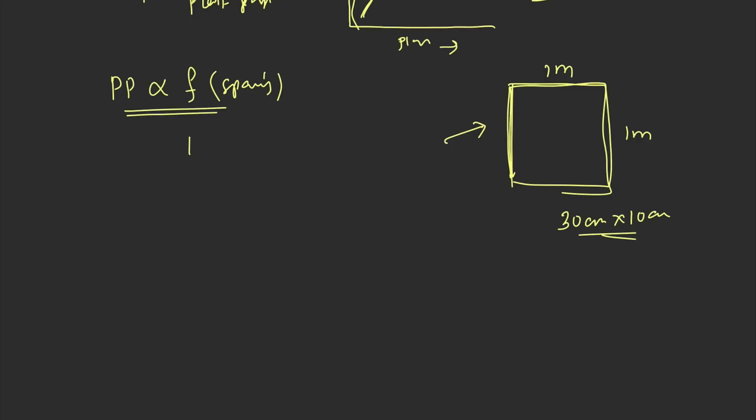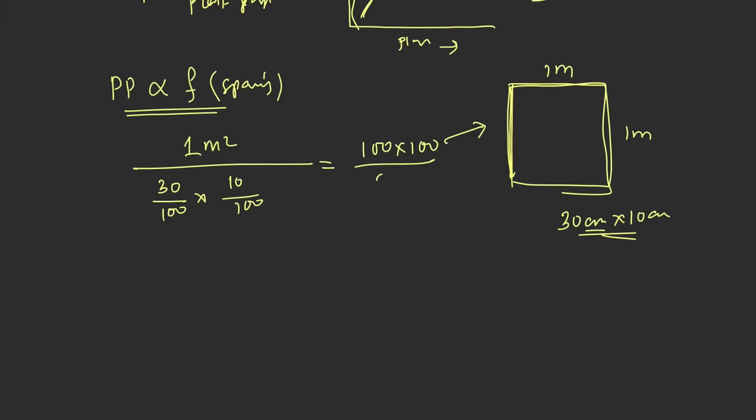So how to calculate this plant population? In the numerator you have to place the area, that is 1 meter square, divided by spacing. Spacing is in centimeter, so you have to convert it into meter. So 30 by 100 into 10 by 100. So it will come 100 into 100 by 30 into 10, which is somewhere around 33.33 or 34 plants. So this is how you can calculate the number of plants per meter square if spacing is given, right?